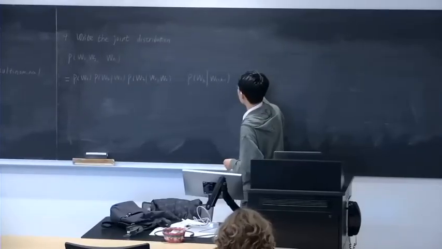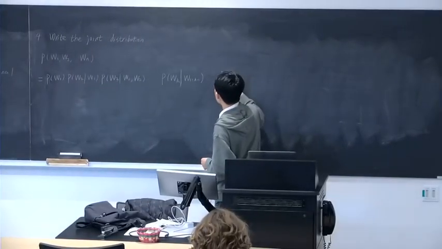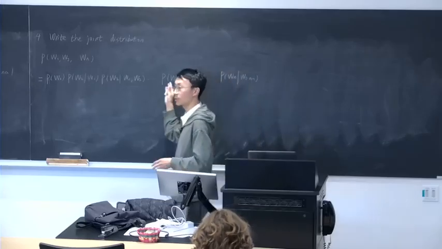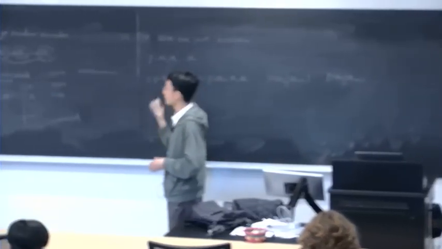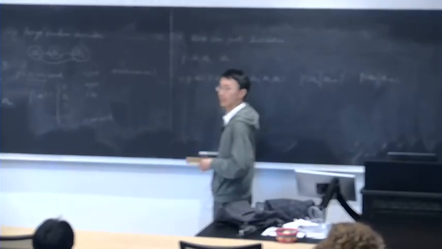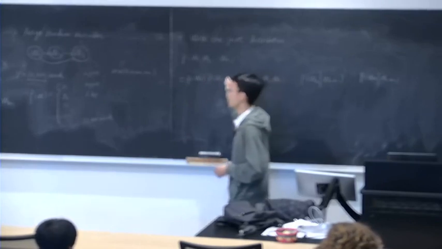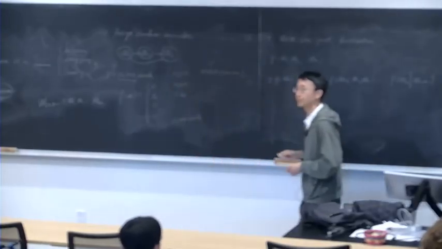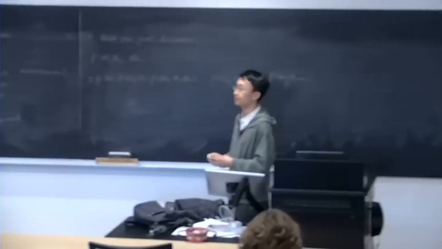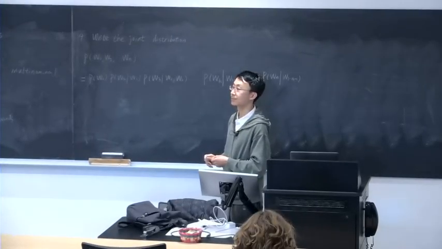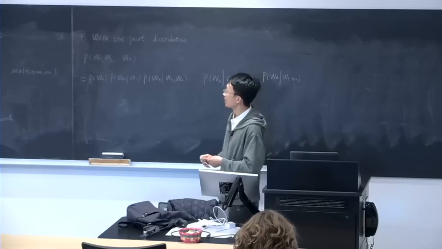Yeah, you can do this, right? And the last one would be P(WN). The parents would be W1 to N minus 1. Right, so this would be the joint distribution. Any questions in this step? Here we are just following the structure of this Bayesian network. Right. Any questions?